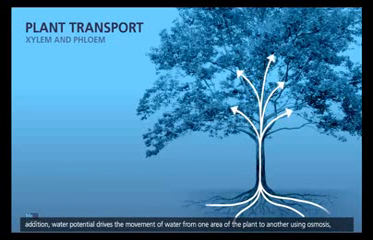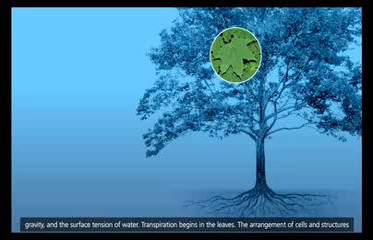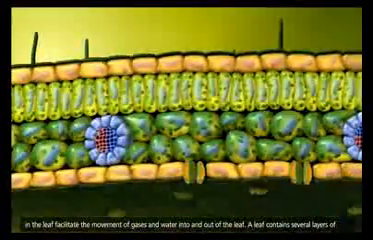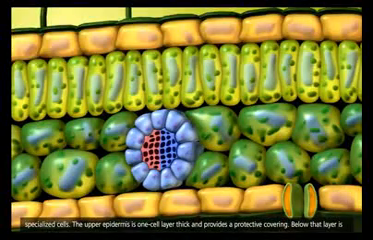In addition, water potential drives the movement of water from one area of the plant to another using osmosis, gravity, and the surface tension of water. Transpiration begins in the leaves. The arrangement of cells and structures in the leaf facilitate the movement of gases and water into and out of the leaf. A leaf contains several layers of specialized cells.